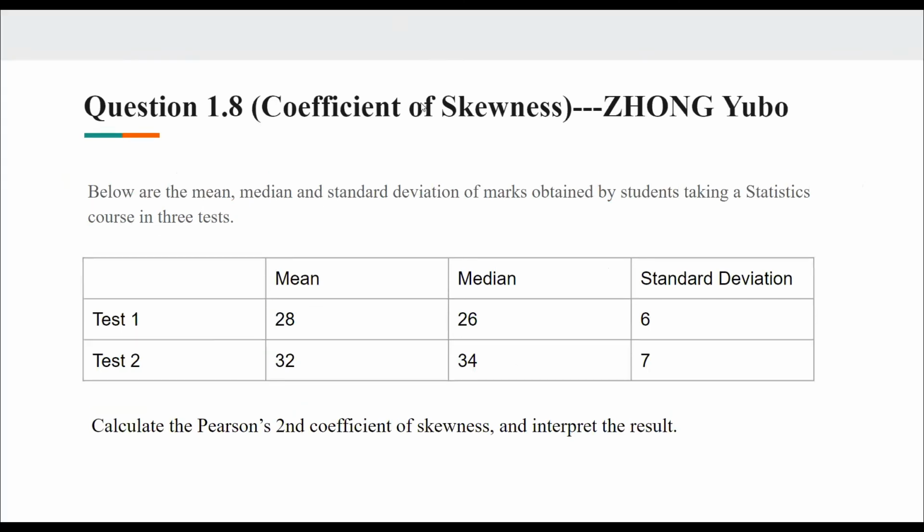Now we are going to question 1.8. Below are the mean, median, and standard deviation of marks obtained by students taking a statistics course in 3 tests. Here's the table given by the question. We got test 1 and test 2. The mean for test 1 is 28. The median for test 1 is 26, and the standard deviation for test 1 is 6. The mean for test 2 is 32, the median for test 2 is 34, and the standard deviation for test 2 is 7. We are going to calculate Pearson's second coefficient of skewness and interpret the result.